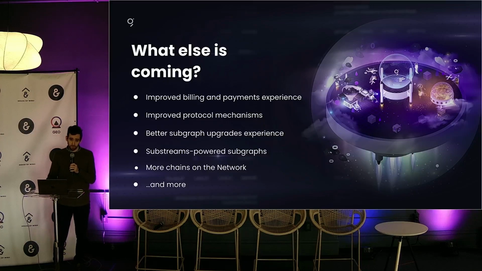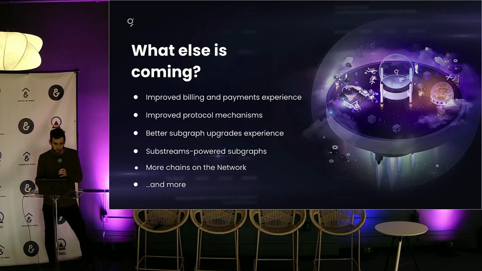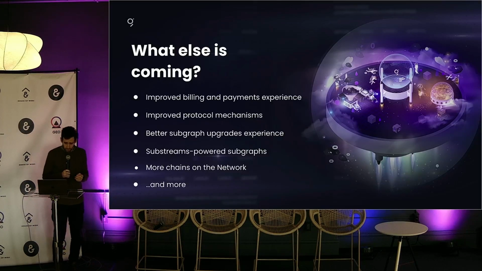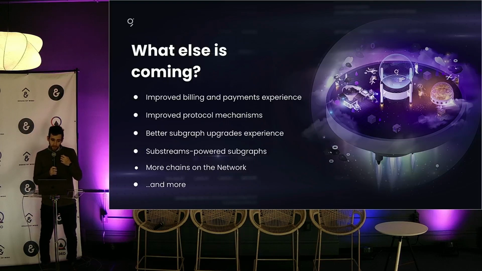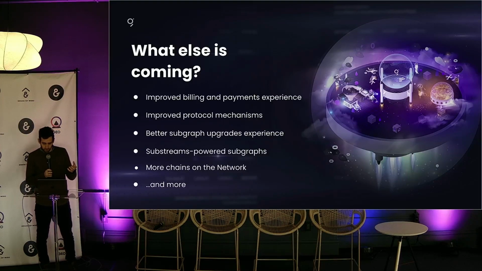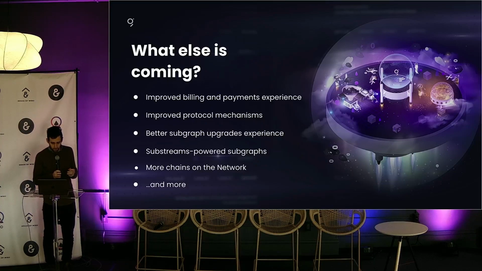Improved protocol mechanisms. There are a lot of things. We have a brilliant economic research team looking at improving the mechanisms, making them more efficient, easier to understand, easier to interact with, and more beneficial for all the participants. For instance, there's a change in how indexers get their query fees paid after indexing a subgraph. That's coming really soon, called exponential rebates.